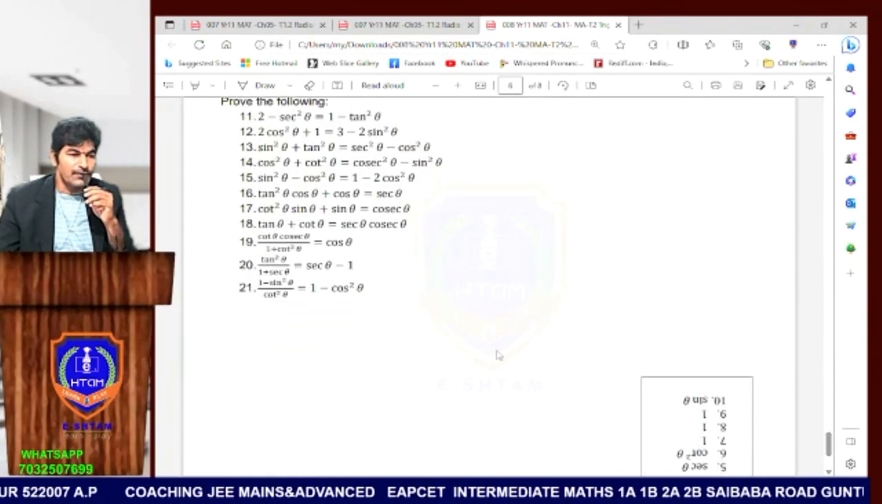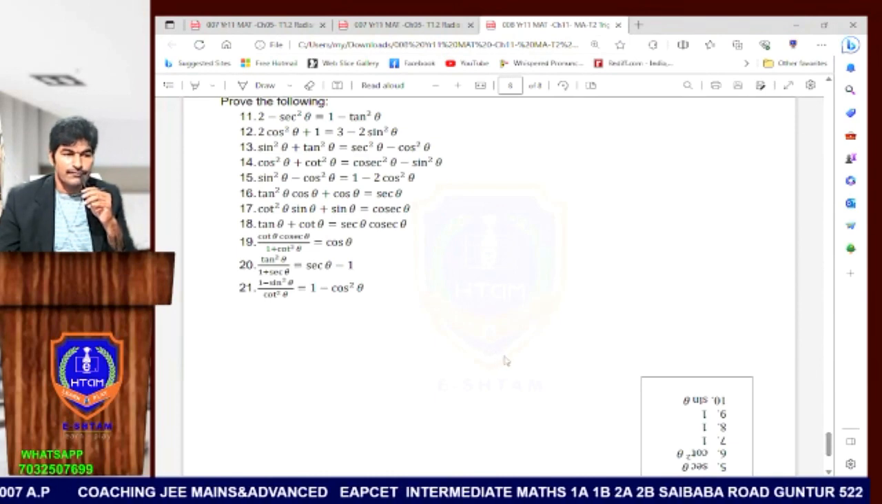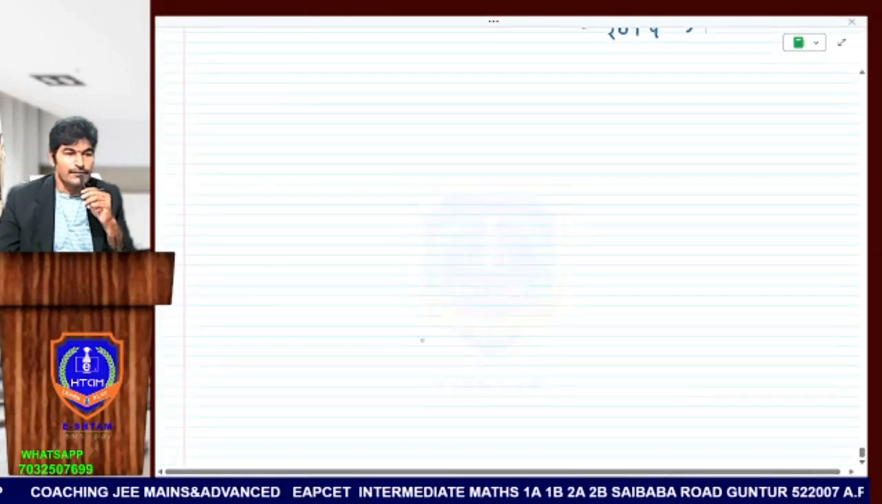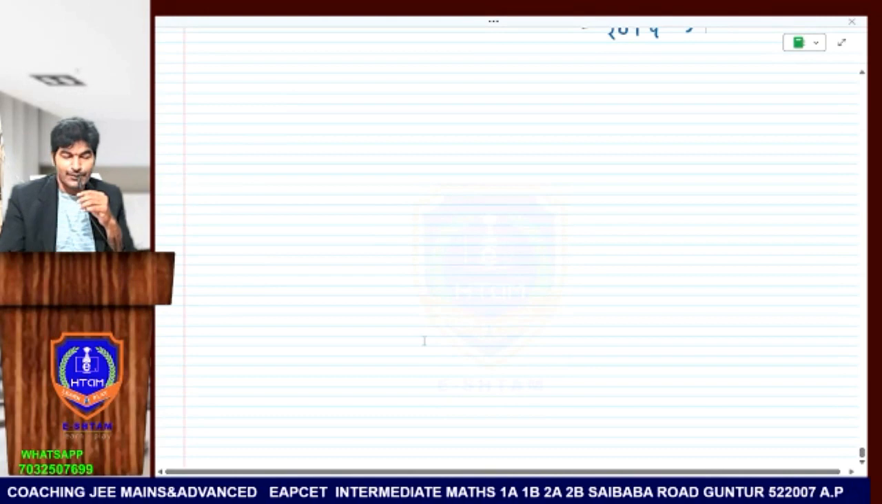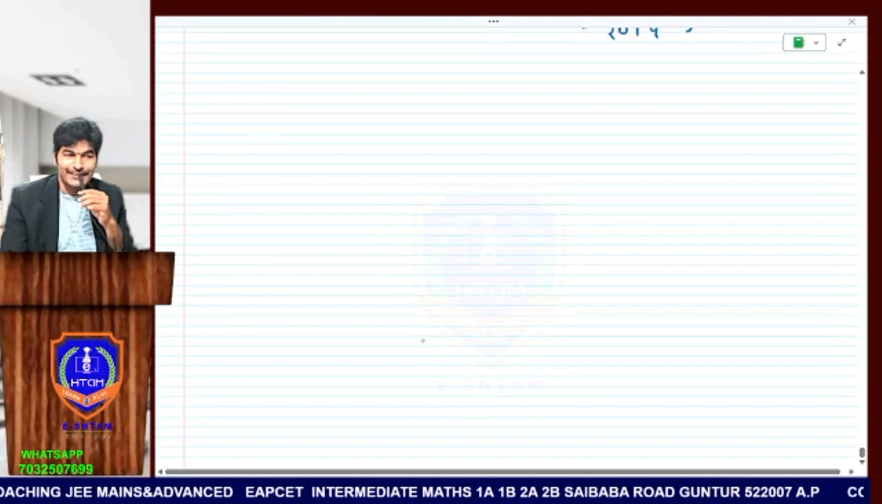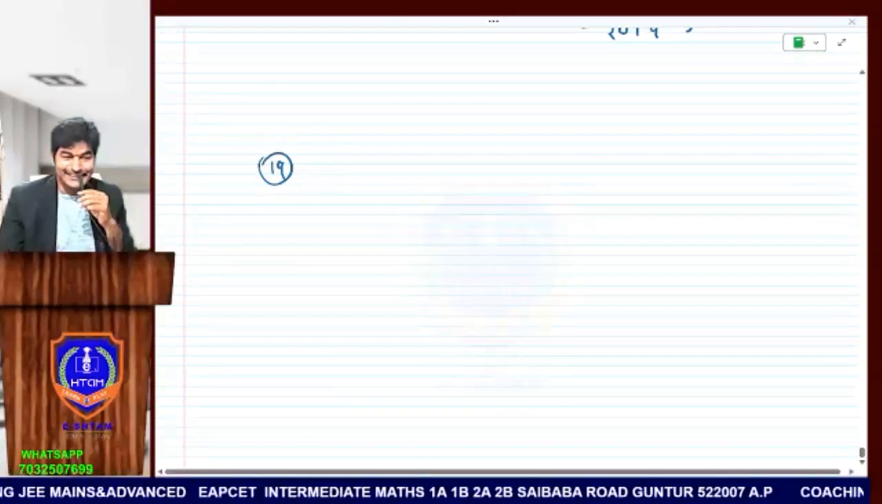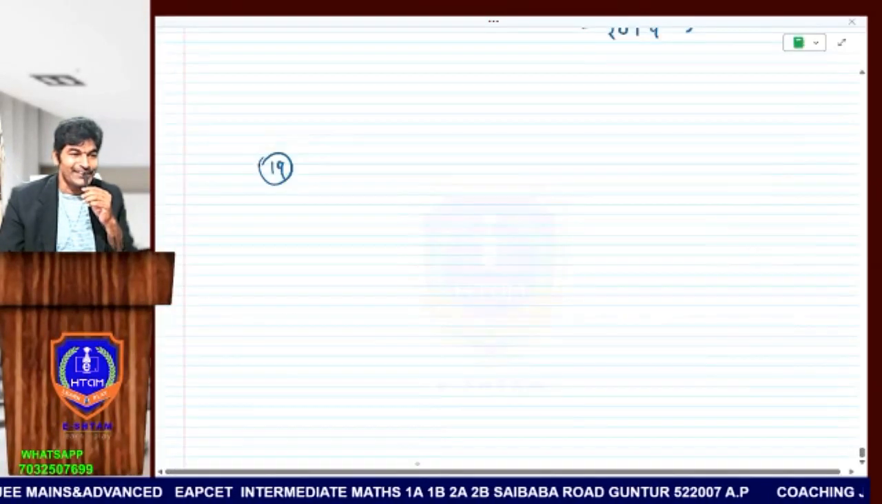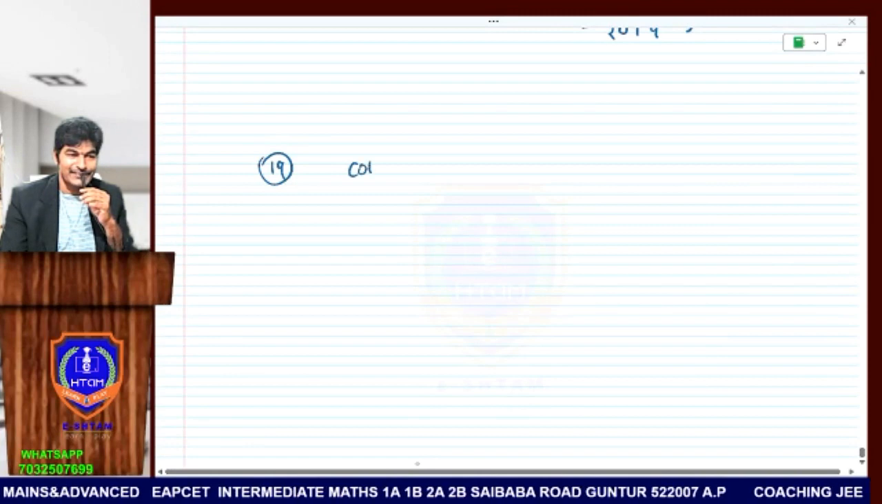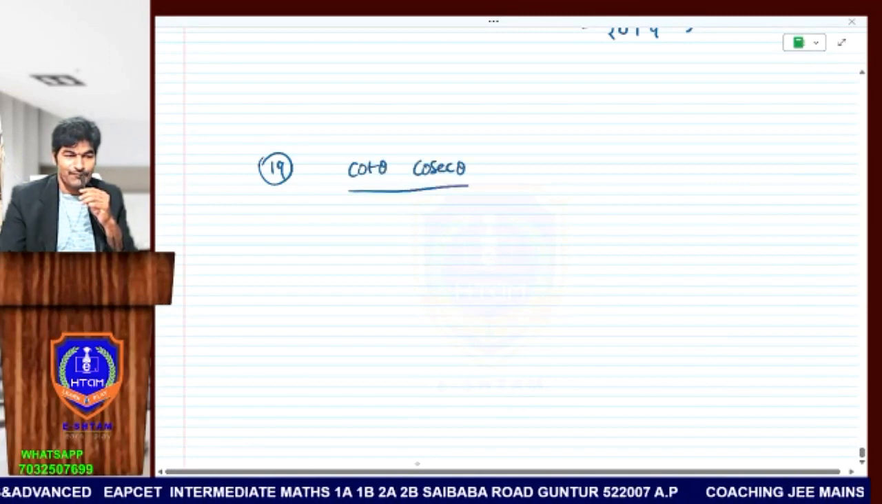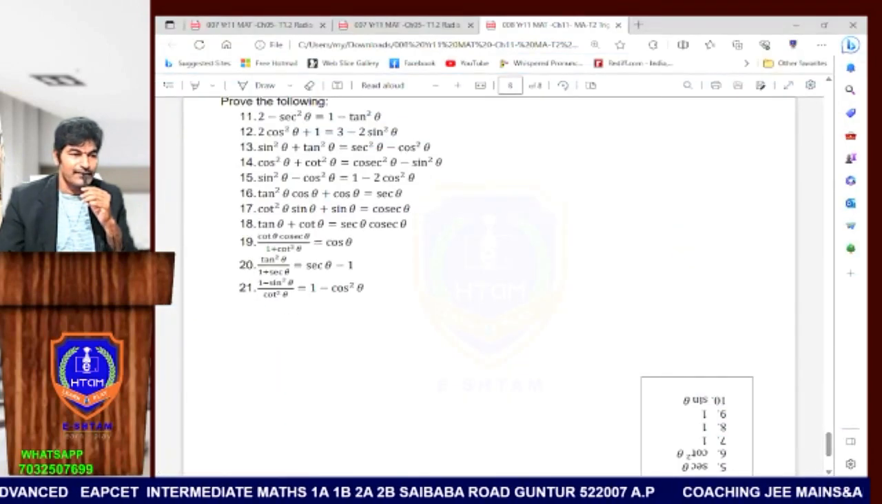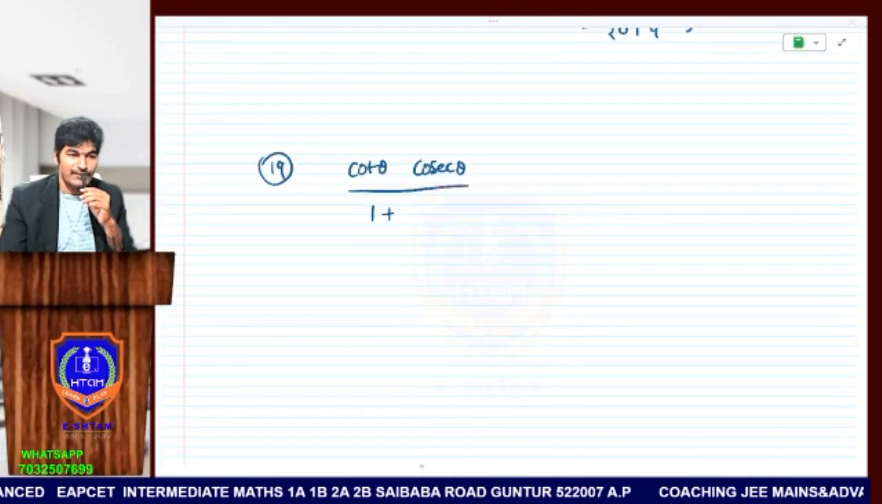The 19th one says cot theta cosecant theta by 1 plus cot square theta equal to cot theta. Okay. You already explained it, but I asked you the problem the other day. Let's do that one more time. It is cot theta into cosecant theta divided by 1 plus cot square theta.